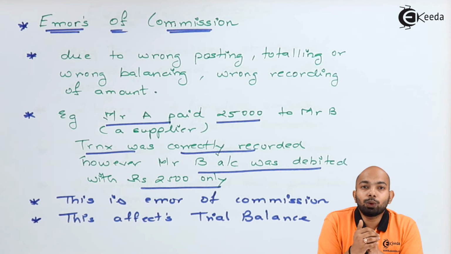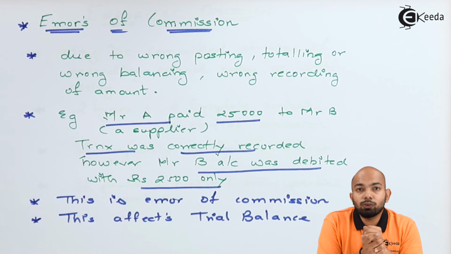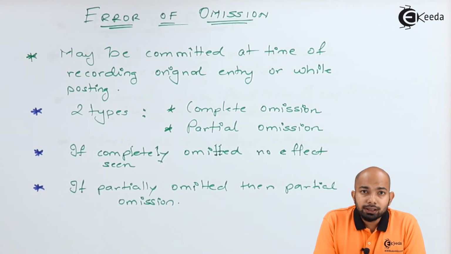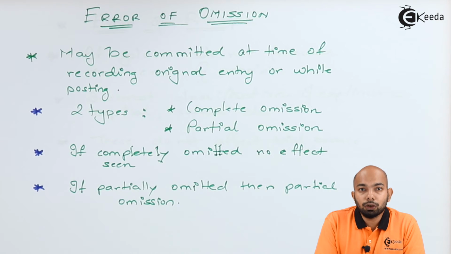Let's go ahead and see what the next kind of error is. As we have learned error of commission, the next one will be error of omission. Errors which are omitted completely are known as complete omission. And errors which are noted or just mentioned partially are known as partial omission. So when we talk about error of omission, there are two kinds of errors in it. One that is completely omitted, second being partially omitted.